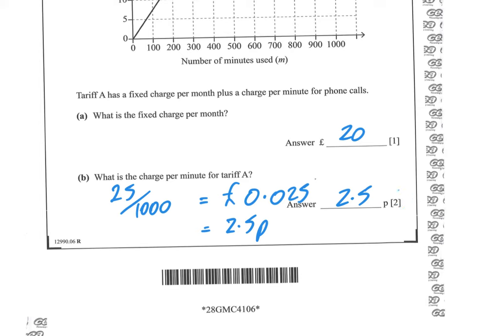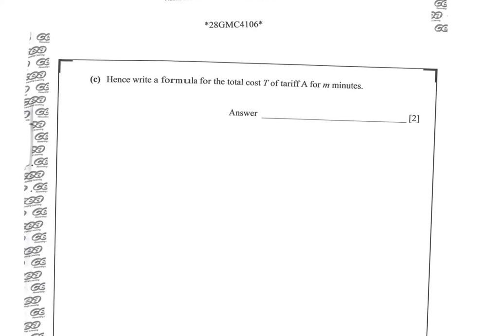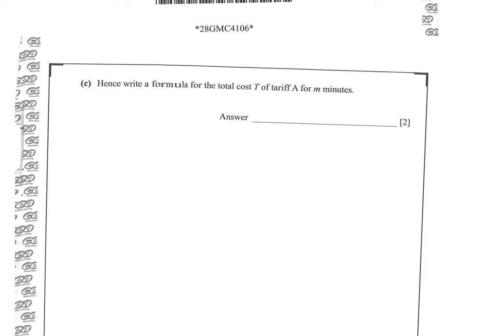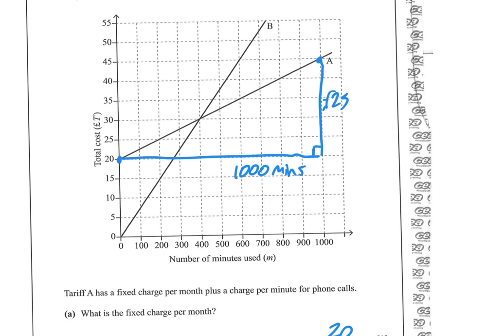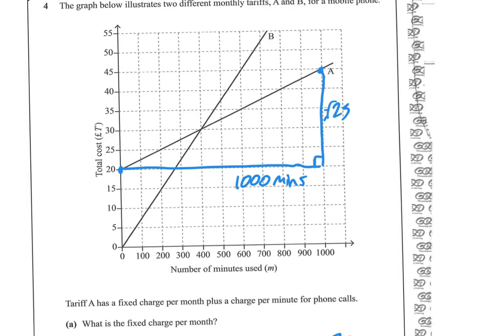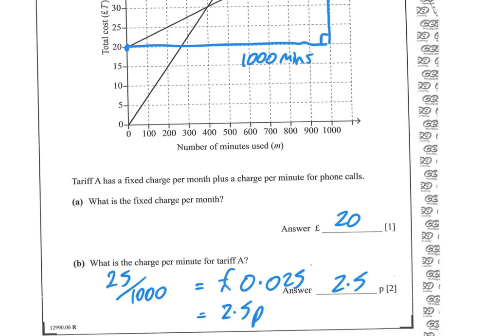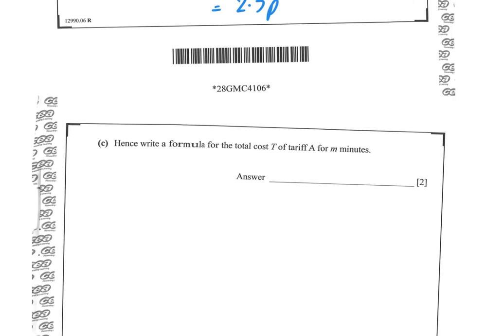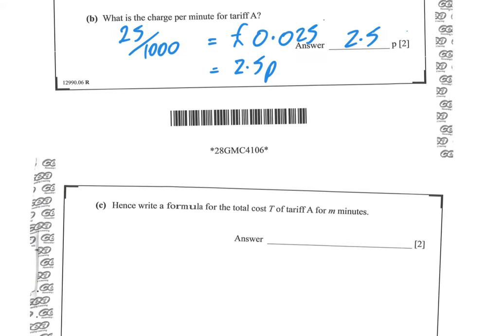Okay, I'm guessing we're going to keep using this question because they haven't mentioned our tariff B here. So I'm going to guess, yep, it goes on. Write down a formula for the total cost T of tariff A in minutes. Have they not asked us anything about tariff B? They haven't. What was the point of them having tariff B on this diagram? I have no idea. Okay, hence write down a formula for the total cost of tariff A in minutes.